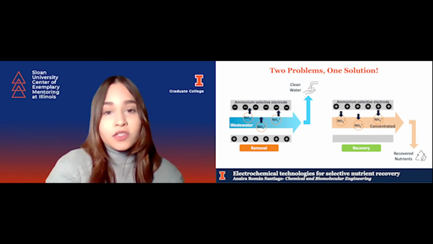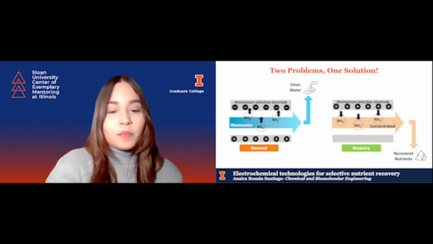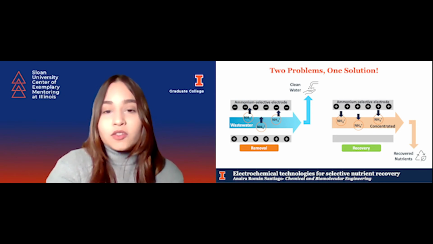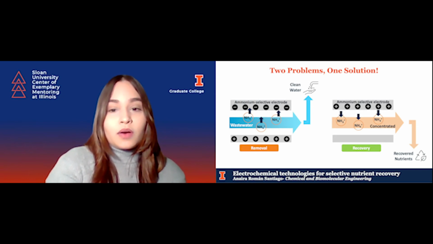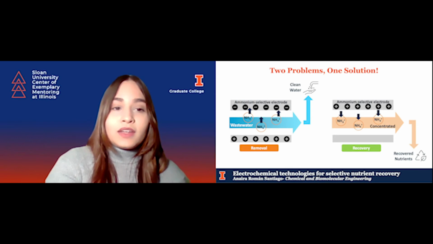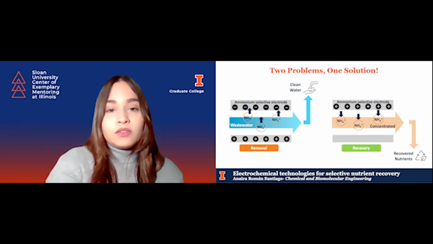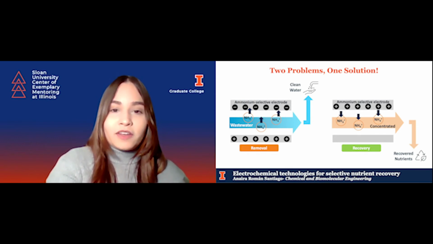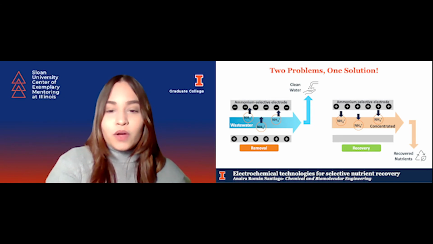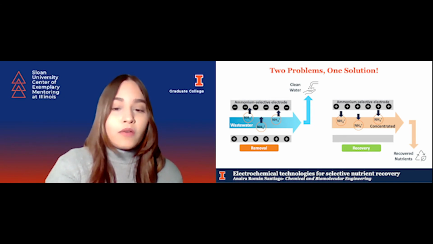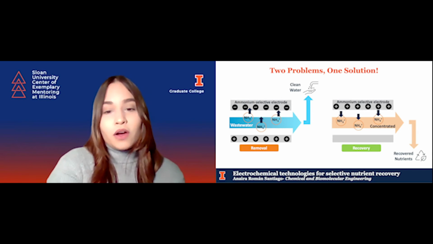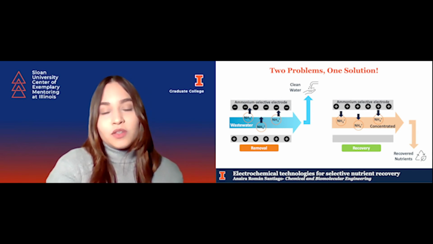Subsequently, we can reverse the potential, and this will cause the ammonium ions to be further pushed to a concentrated solution that can later be further treated to recover these ions. So essentially, we will have not only the removal of them from water, but we will also recover them and use them as nutrients. Thank you.